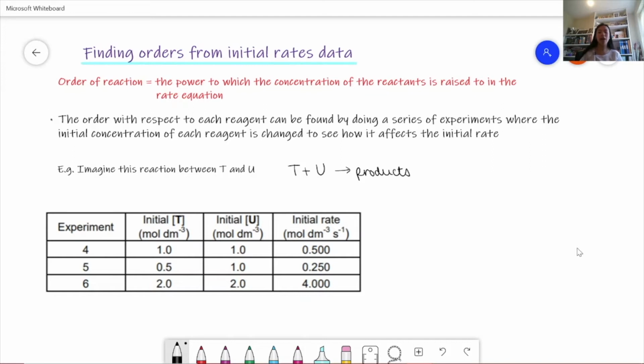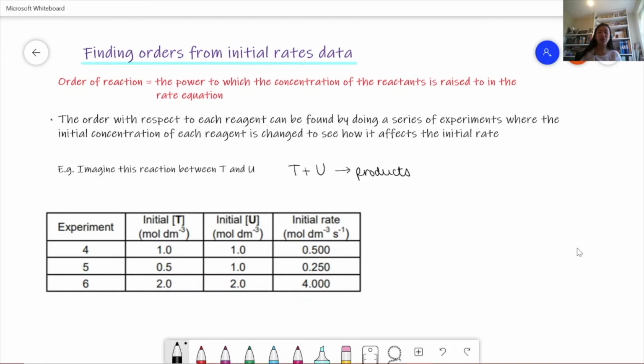And so as a recap, the definition of order of reaction is the power to which the concentration of the reactants is raised to in the rate equation. So the order with respect to each reagent can be found by doing a series of experiments where the initial concentration of each reagent is changed to see how it affects the initial rate.